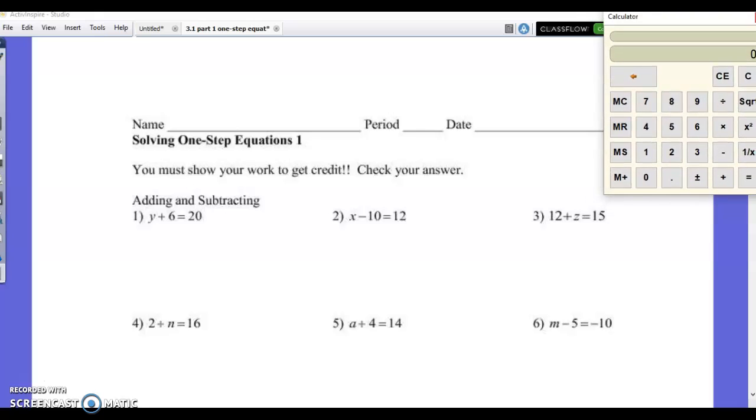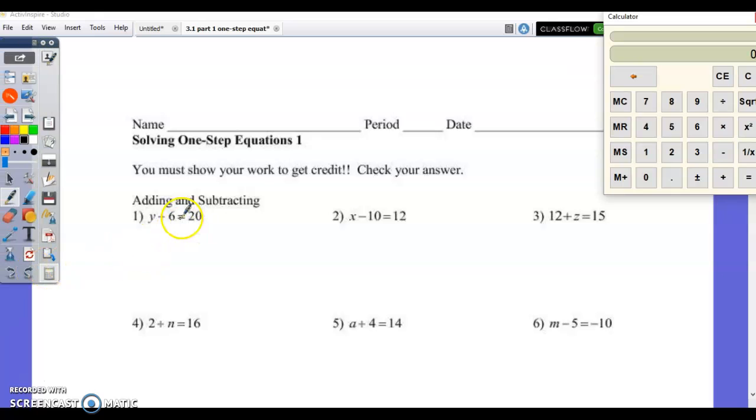Okay, here we go. So again, we're always trying to isolate the variable by itself. So over here, always start on the side with the variable. All of these have the variable on one side, so like y plus 6 equals 20. It could also be written as 20 equals y plus 6. So you always start on the side because our goal is to get that variable by itself and then to undo it using inverse operations. So here we would subtract 6 from both sides.